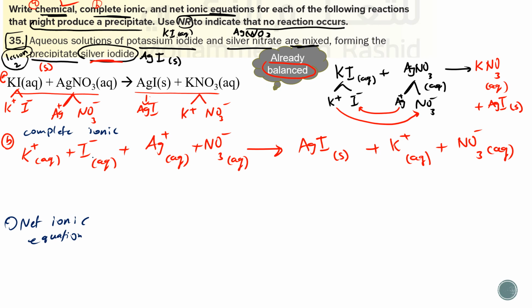Just remove the spectator ions. You will notice that K plus and K plus, NO3 minus, NO3 minus. So if you remove them, you are going to get the net ionic equation.